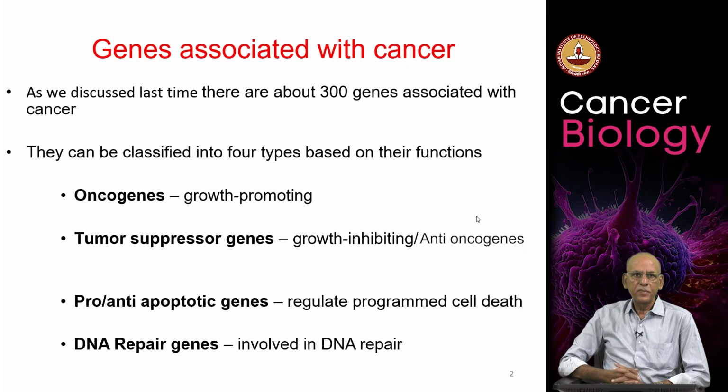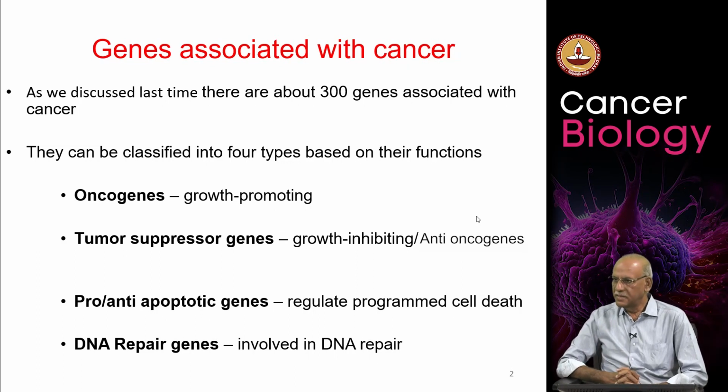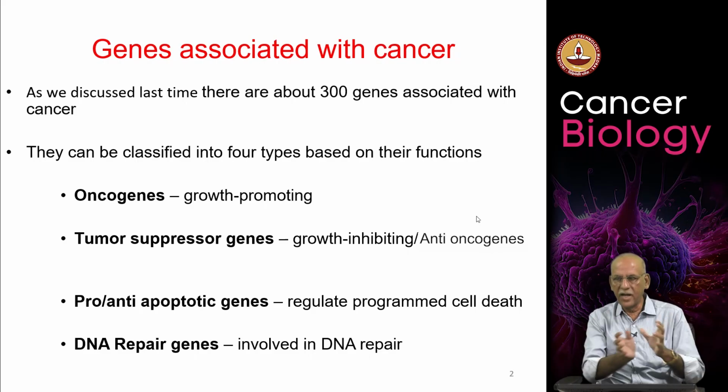Mainly there are about 4 types of genes that are involved. Although I said 300, if you want to classify them, then mainly these 4 genes we have to understand. These 300 genes will fit under these 4 categories.